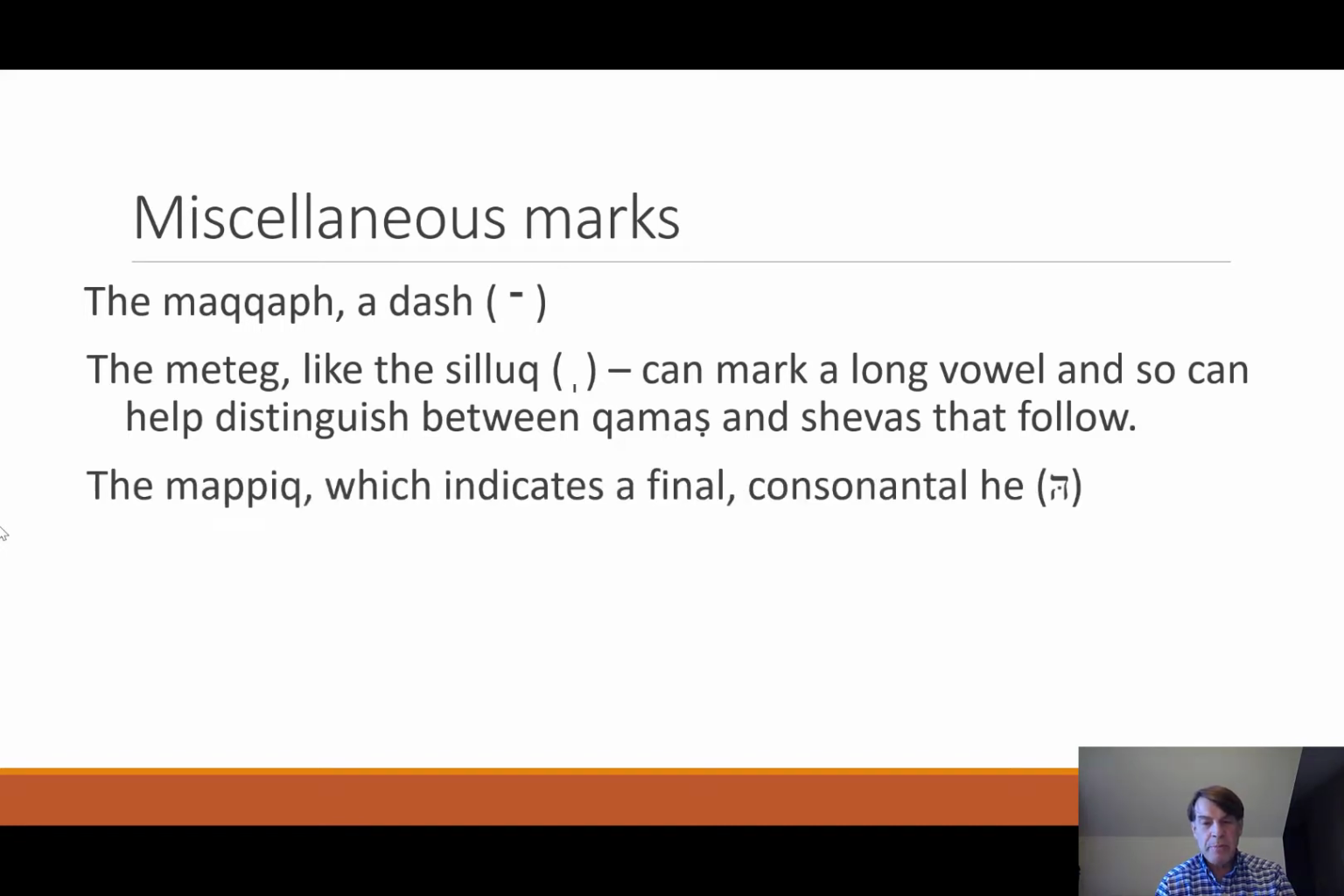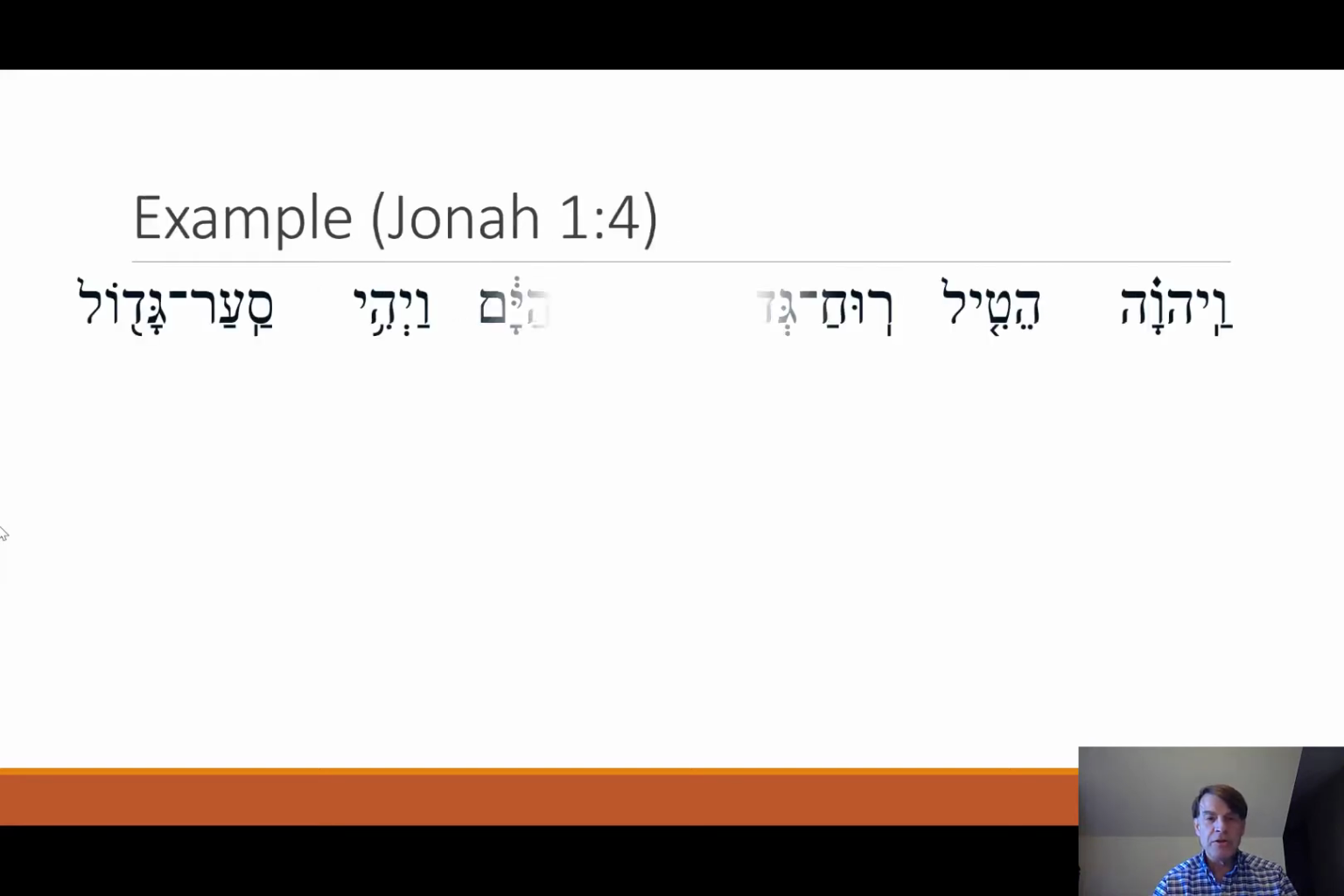And then we've mentioned the mapik, which is a dot. It's not a dagesh, but it's a dot in a final consonantal hey. So there you have Miscellaneous Marks by Ken Shank. Well, let's just look at Jonah 1:4, which is the verse we're going to jump into in the next video, if you're watching these videos in sequence. But I wanted to show you the accents in this.